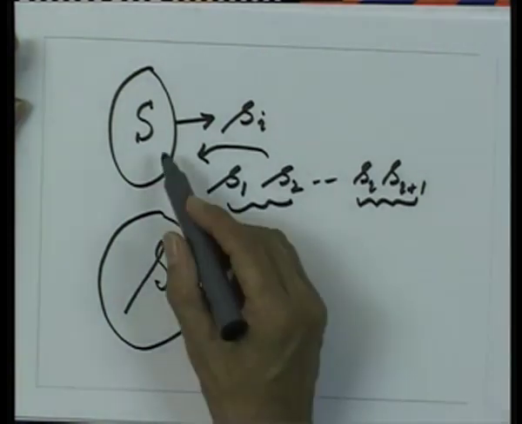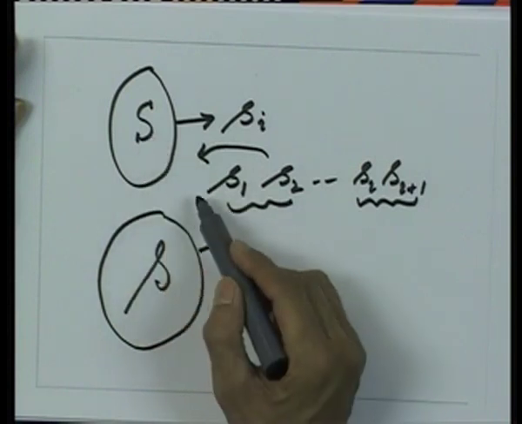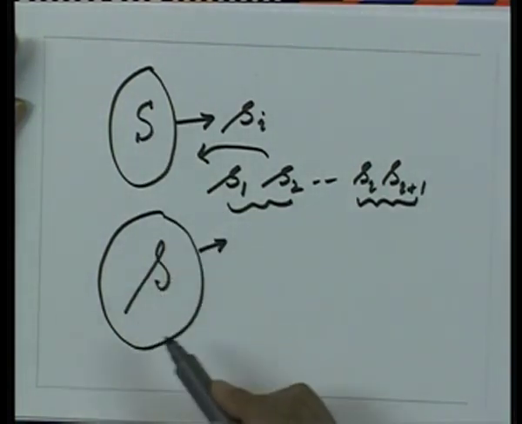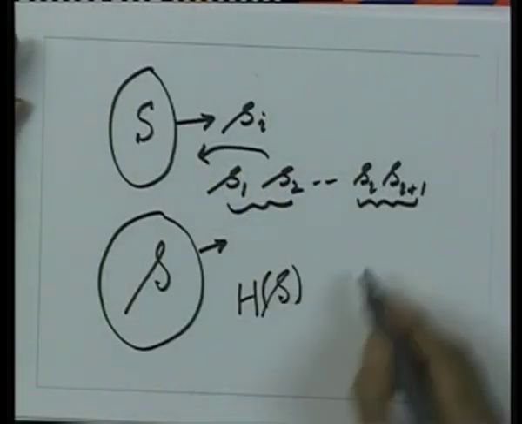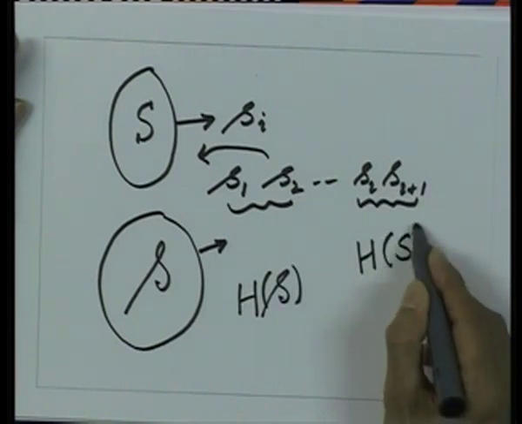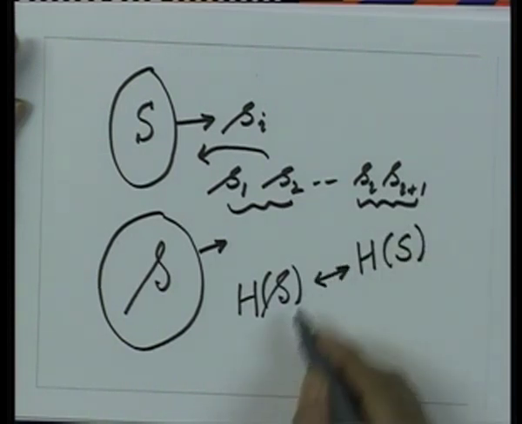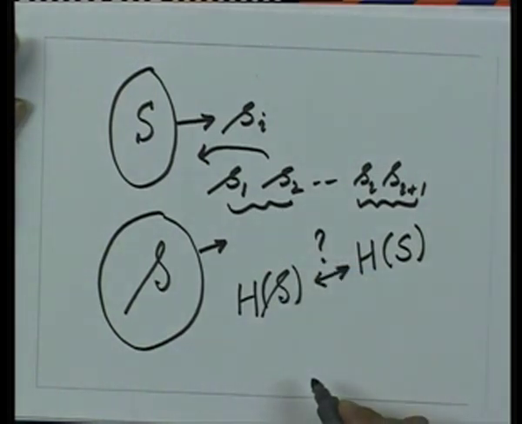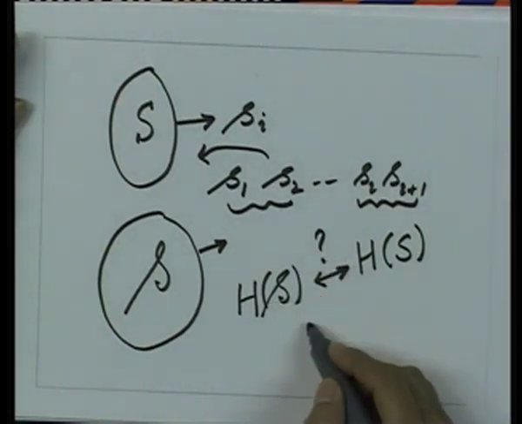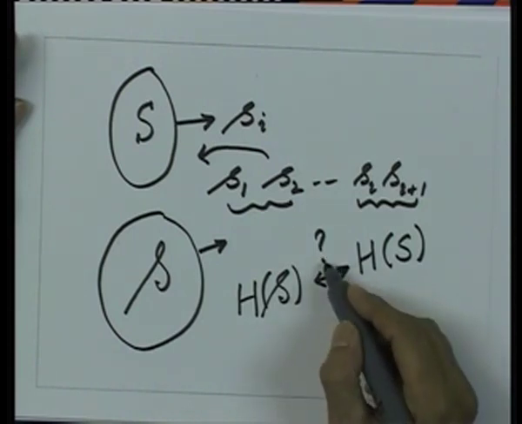If I start interpreting the output of this source S in terms of another source which I have written here like this, then is it possible for me to relate the entropy of this new source to the entropy of my primary source? Is there some kind of a relationship? And if there is a relationship existing, what is the usefulness of such a relationship? We will look into this matter in the next lecture.